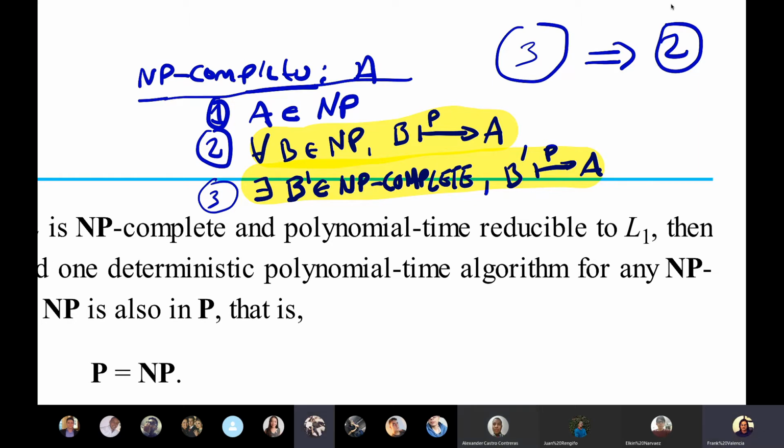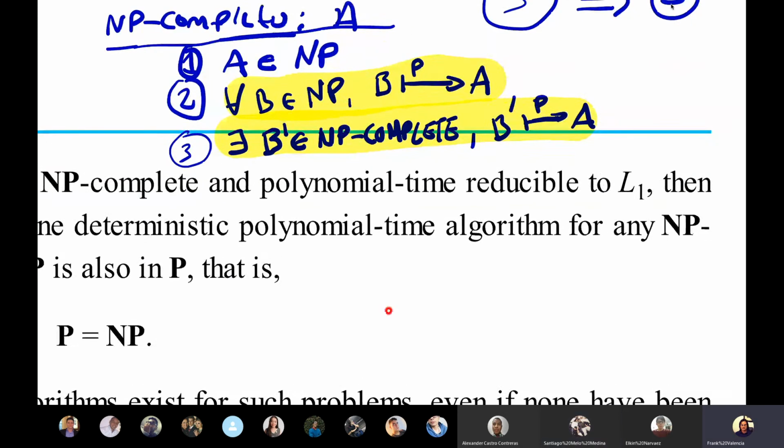Maybe because if I'm already saying that B prime belongs to the set of NP complete problems, then it was already reduced by a whole set of NP problems. Exactly. So that's how you prove it.